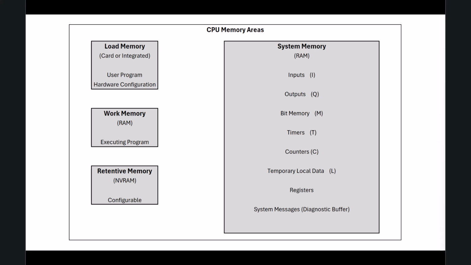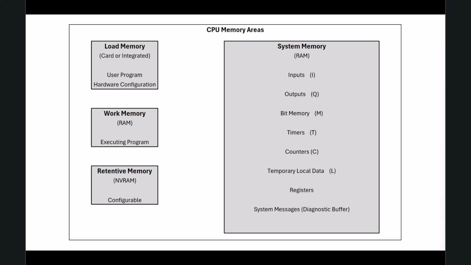The work memory is implemented as RAM memory. This is for the executing program. Think of this as being like the RAM memory on your personal computer. There is also retentive memory that is implemented as non-volatile RAM. You can configure what memory areas will be stored in the retentive memory area so that on a power cycle you can bring back the values before the power cycle.